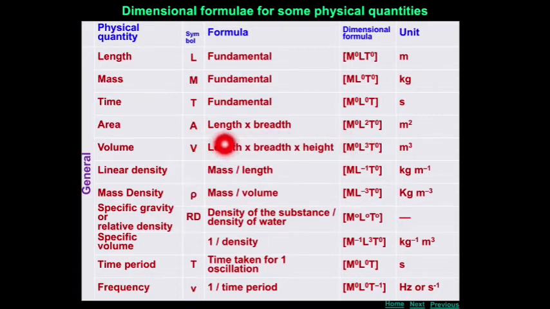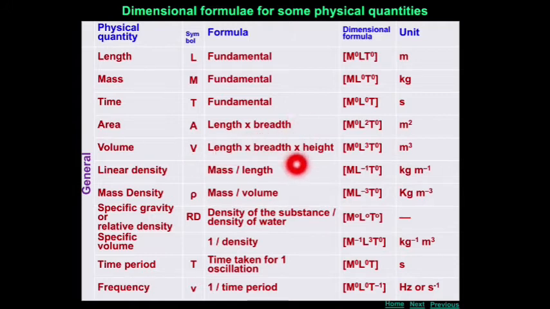So how to write it? The dimensional formula for length is L. One L is length, and another L is breadth, also measured in meter. So the dimensional formula for area is L square. So M power 0, L square, T power 0. L square is the dimensional formula for area. The unit of area, you already know, is meter square. Length into breadth, meter into meter, meter square.